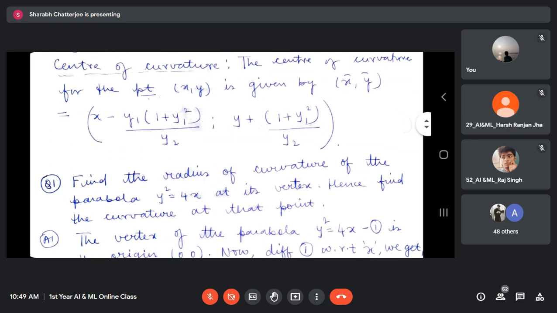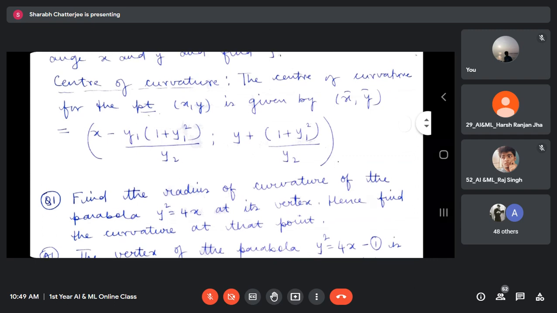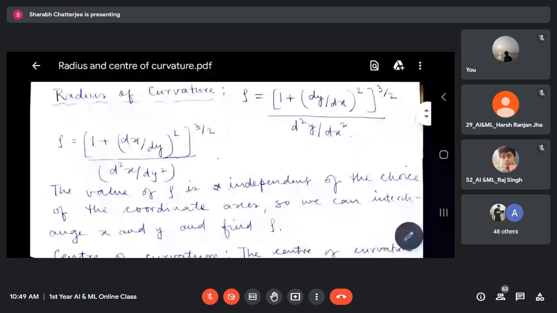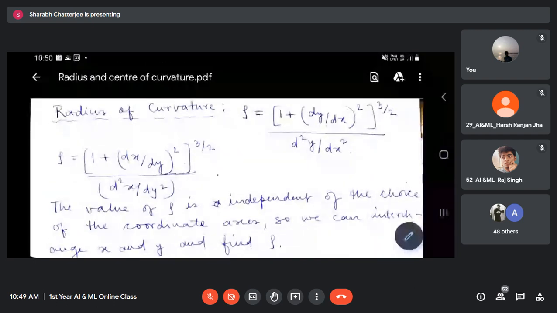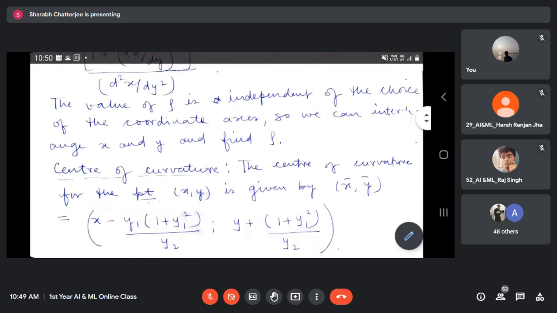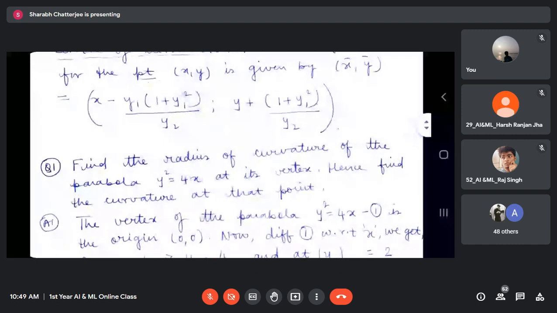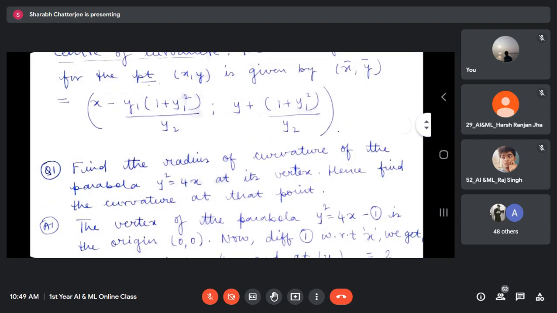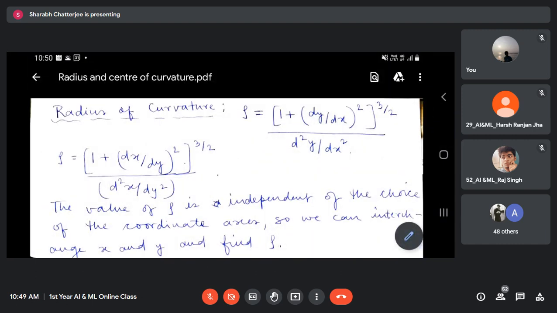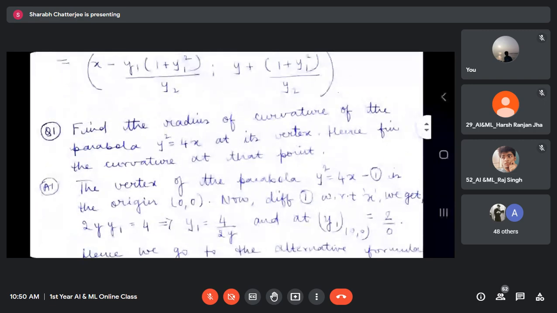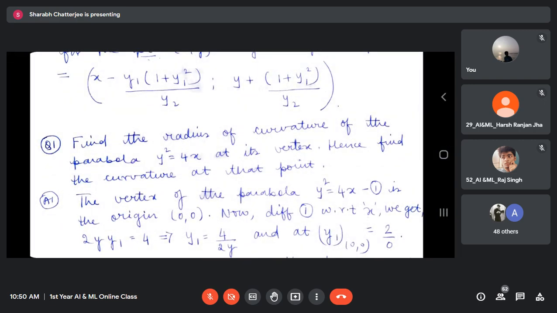Chalo. How to do it? Keep in mind, don't look at the center of curvature, I have not told you that. Remember this one: radius of curvature is given by (1 + (dy/dx)²)^(3/2) divided by the double derivative. Let's do it. Basically, we need these two quantities, dy/dx as well as d²y/dx² at that point. So the vertex is the origin. Let us find y1 and y2. Okay, y1 means dy/dx.